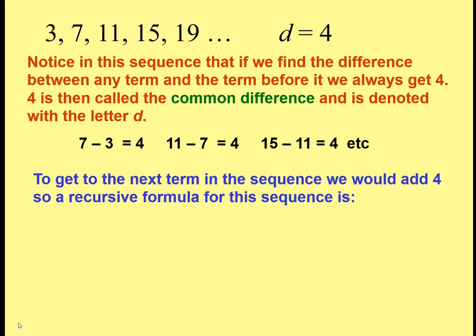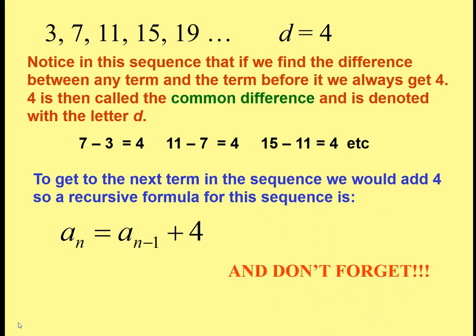To get to the next term in the sequence, we would add 4. So a recursive formula for this sequence is a sub n equals a sub n minus 1 plus 4. And don't forget the starting term, a sub 1 equals 3.